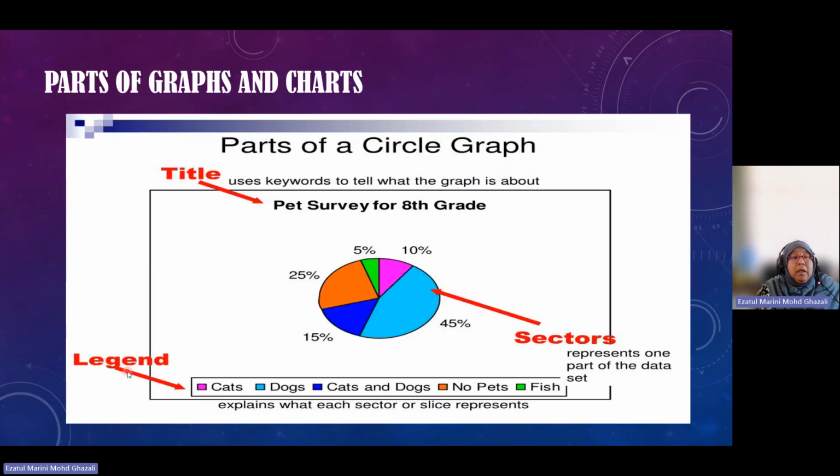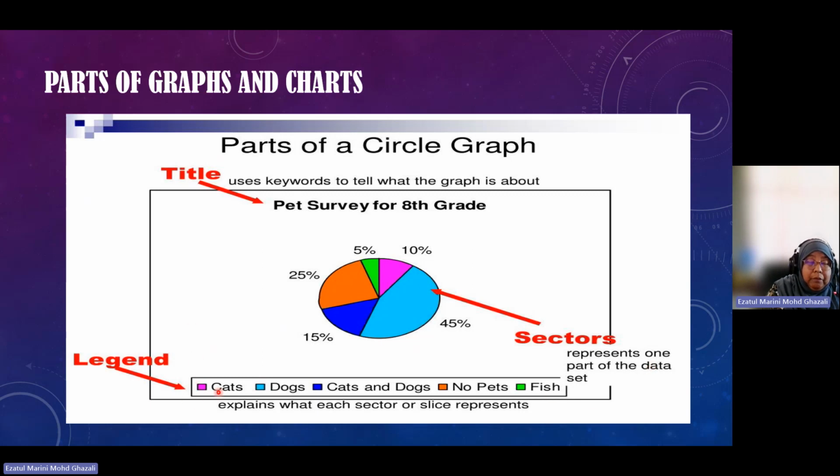Okay. Next. These are the parts of a circle graph or a pie chart. Okay, title, pet survey for 8th grade. So you know that the pie chart talks about the pets owned by 8th graders. Okay, and then the sectors or the slices. It represents one part of the data set, and the legend or the key.